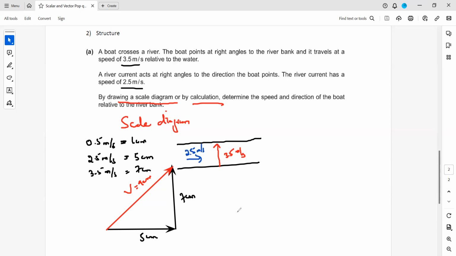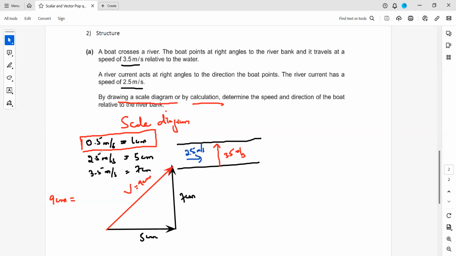So 9 centimeters is equivalent to what? We selected the scale: 0.5 meter per second is 1 centimeter. You could select 1 meter per second as 1 centimeter, that's also fine, but that would be a very small drawing. You should enlarge the scale so you can draw easily. That's why I selected 0.5 meter per second equals 1 centimeter.